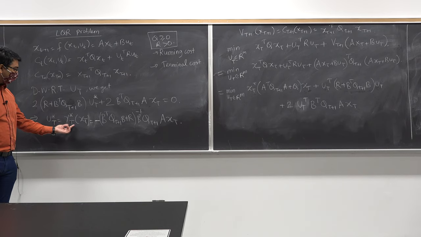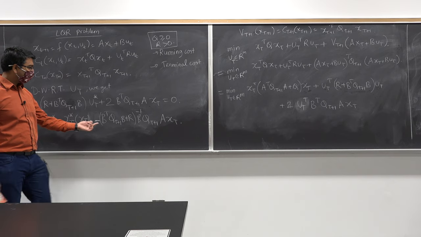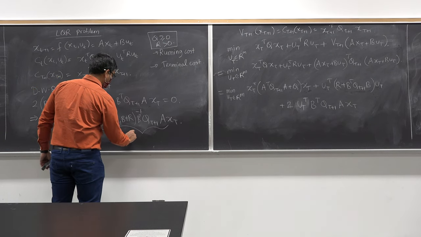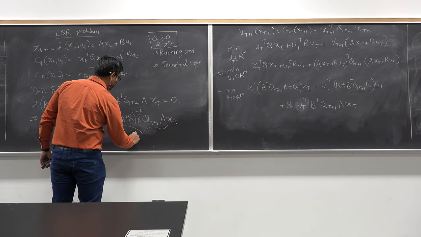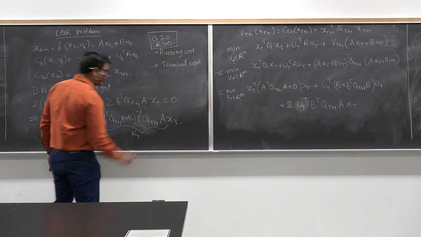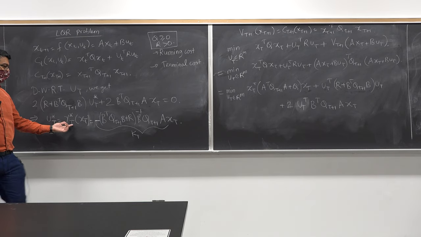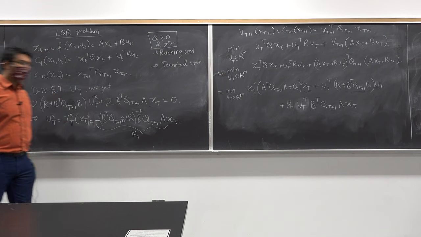So what kind of strategy do I get as a function of xt? Well, there is some matrix. This is a matrix. Let me call this Kt. And that matrix gets multiplied to xt, and that gives me the optimal action. So in this case, the optimal policy at time t is actually a linear function of xt.